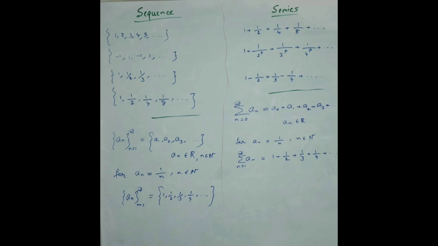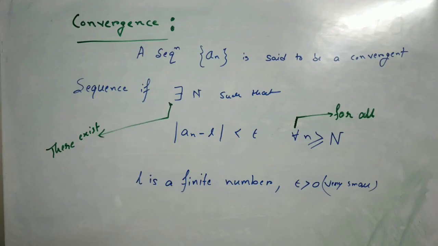Now for an, if we say an equals 1 by n, then our sequence will be 1, 1 by 2, 1 by 3, 1 by 4. But our series will be 1 plus 1 by 2 plus 1 by 3 plus 1 by 4 plus 1 by 5 plus dot dot dot.